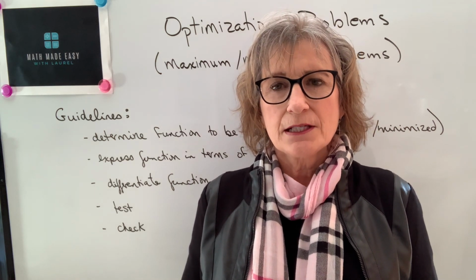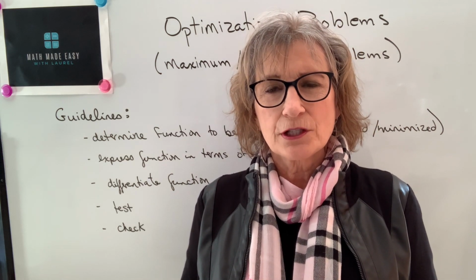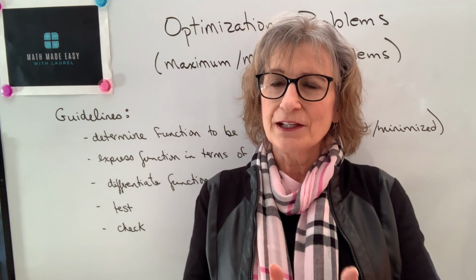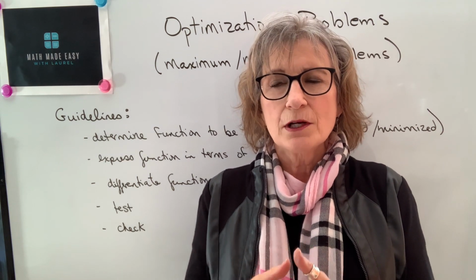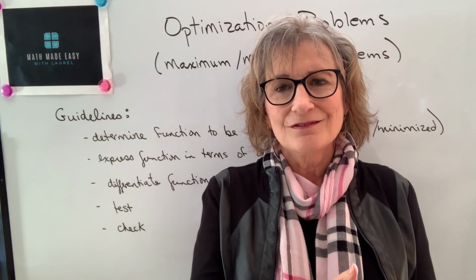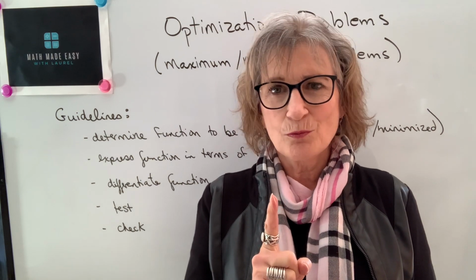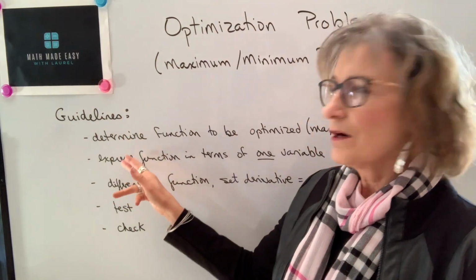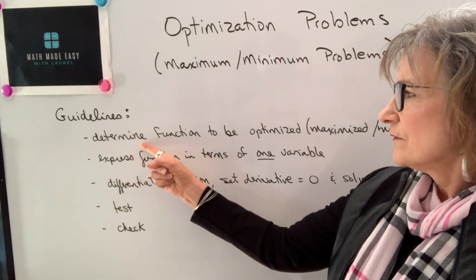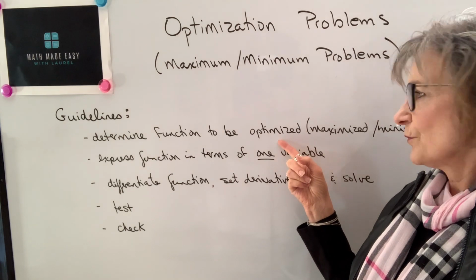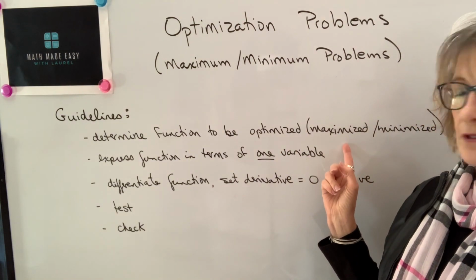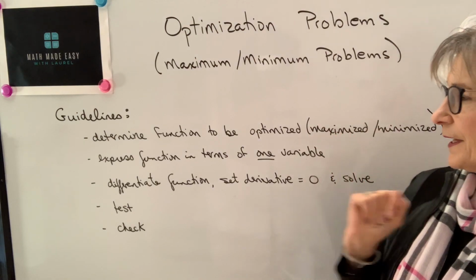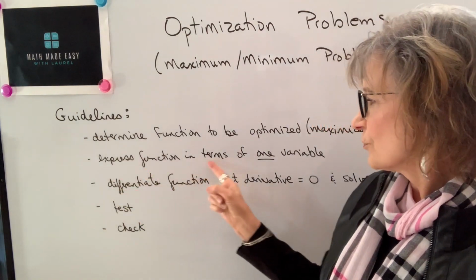Once you have that, then you want to try to write that function in terms of just one variable. So for example, volume is a function of length, width, and height. So you will want to write length, width, and height just in terms of one variable, because if you've got more than one variable, you're not going to be able to differentiate it. So the first two steps are going to be the most challenging for you: figuring out the equation for the function that's going to be optimized, or that you're asking to find the maximum or minimum of, and then writing that function in terms of just one variable.